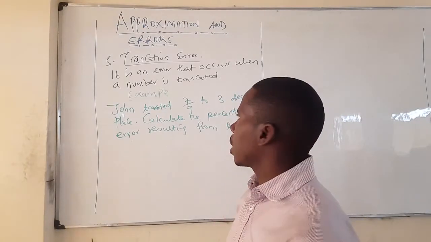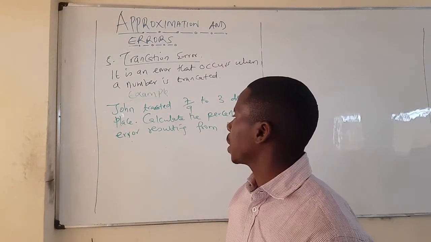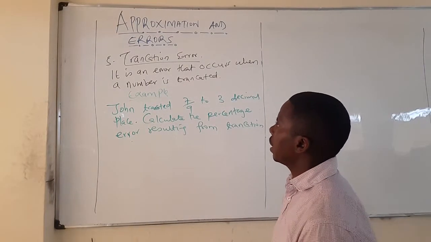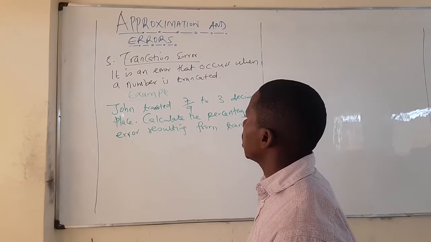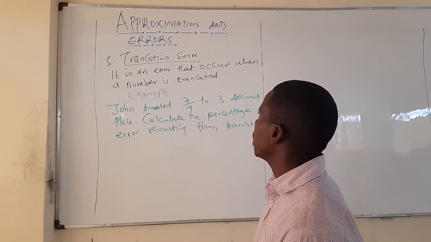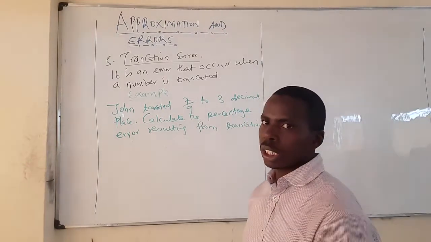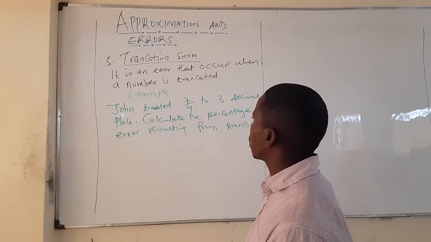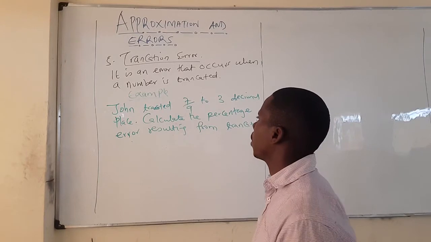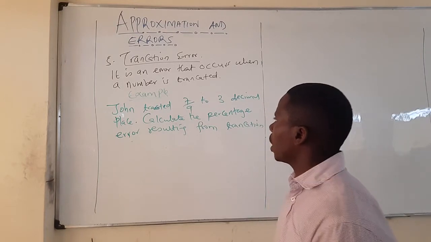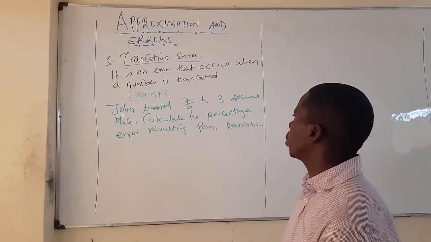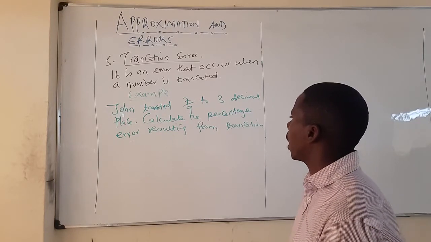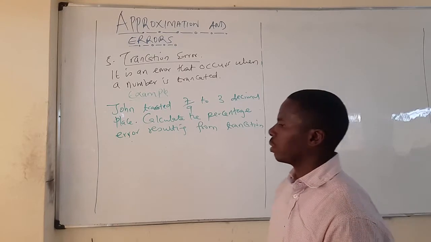Let's look at error number 5, the type of error that we have. And we have the truncation error. Talking about the truncation error, this is an error that occurs when a number is truncated. And you can have an example here so that you can see how the error occurs. So we have a question. John truncated 7/9 to 3 decimal places. Calculate the percentage error resulting from truncation.